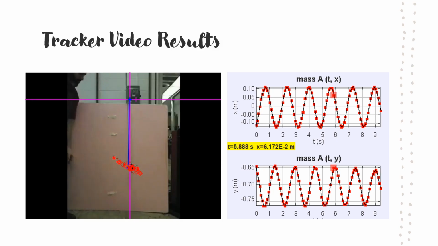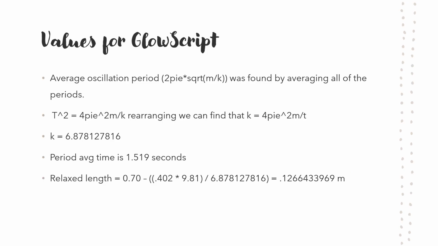Here's the actual video and the subsequent graphs it produced in the X and Y. So here are some values we're going to be finding for GlowScript. I found the oscillation period by plugging into this equation and rearranging some things, and we found that the average time is 1.519 seconds, the stiffness is 6.8, and then our relaxed length was found with that stiffness.